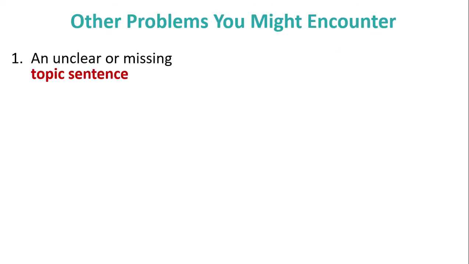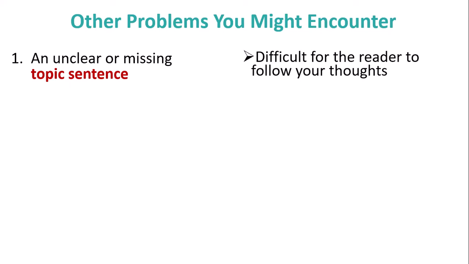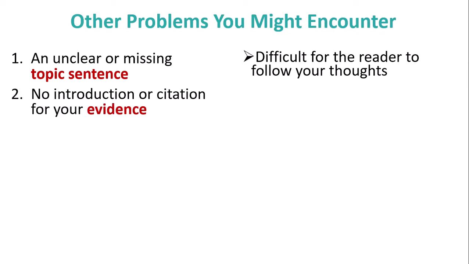So other problems that you might encounter, we're going to look at these one at a time. Basically, each one of these problems is an issue with the TEAL method, either leaving something out or not doing something quite the right way. So missing a topic sentence makes it difficult for the reader to follow your thoughts. If you don't introduce or cite your evidence, you run into accidental plagiarism. I have another video about how to avoid plagiarism, so if you're struggling with that, there are also a lot of resources for how to do citation.